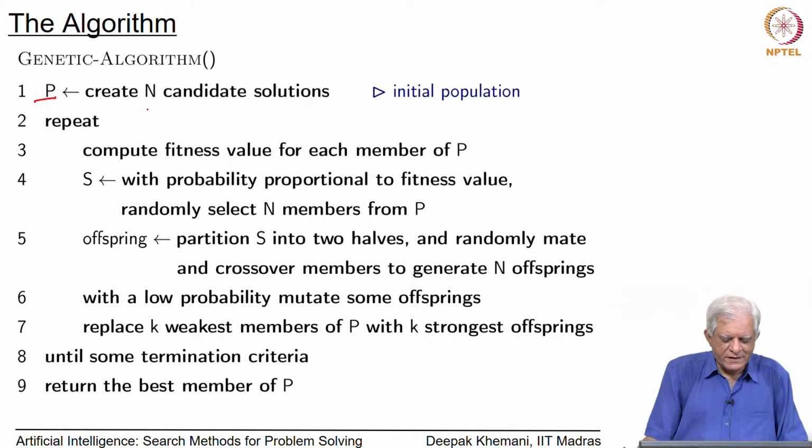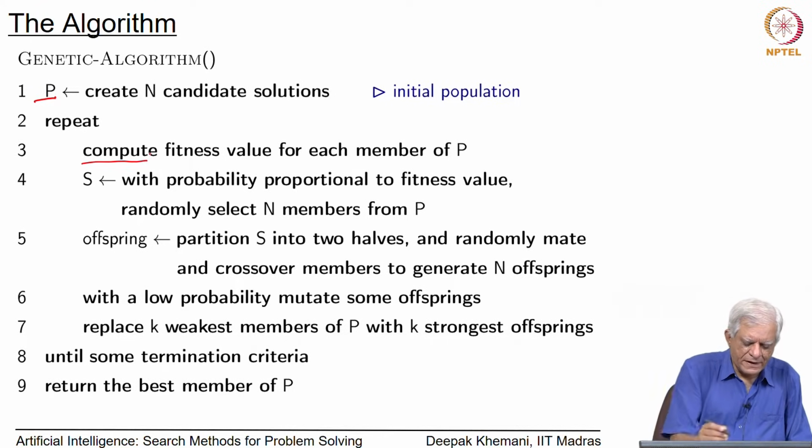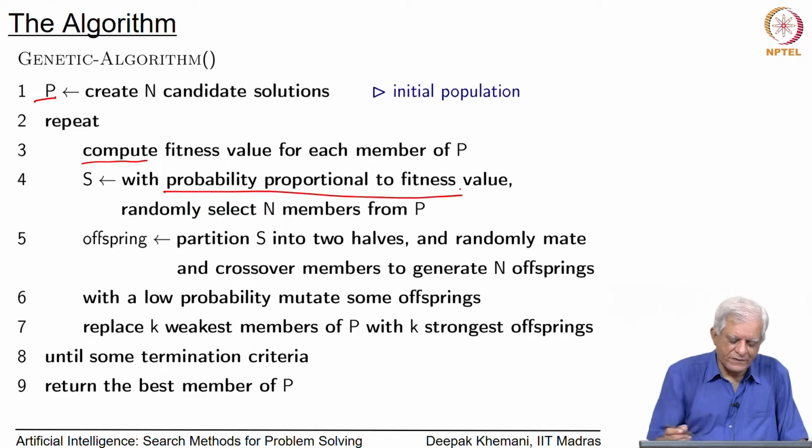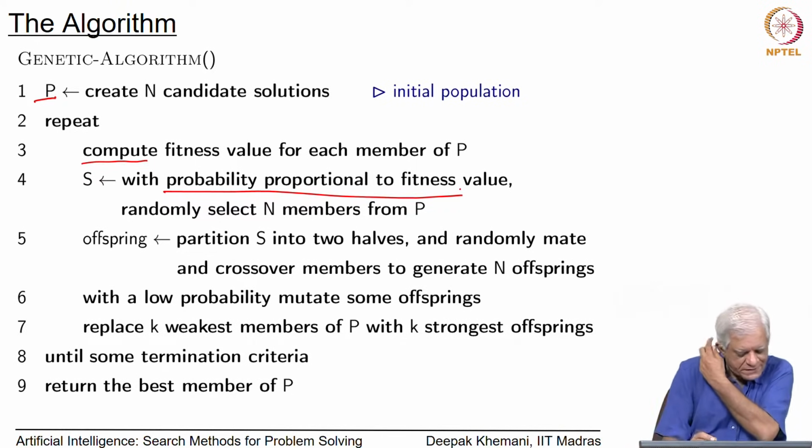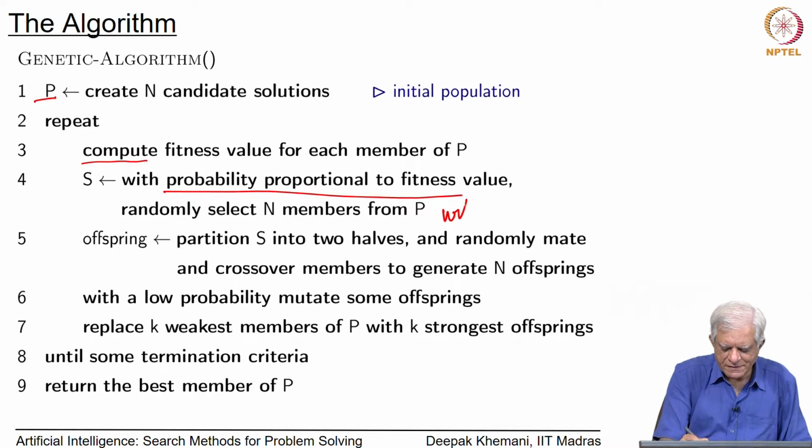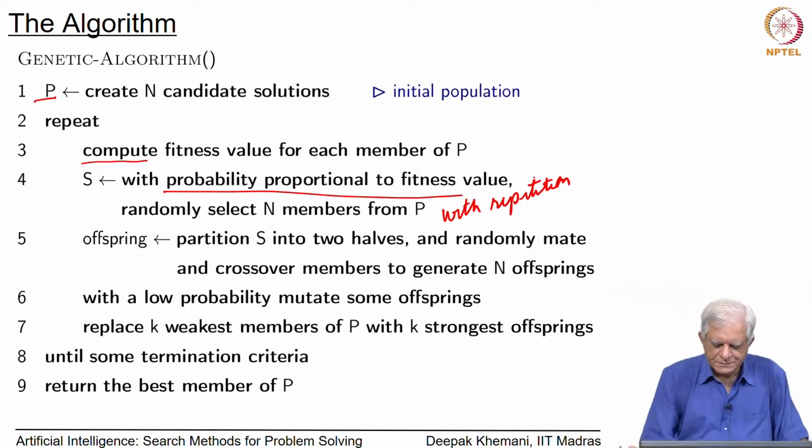And then we do the following: we compute the fitness for each member of P, and then with a probability proportional to fitness, we make copies of every element. So, we randomly select n members from P. Remember the population size is n, and starting with an initial population of n, we produce a new population of n elements, and this is done by random selection, and you must keep in mind that this is with repetition, that you are allowed to select the same candidate again and again.